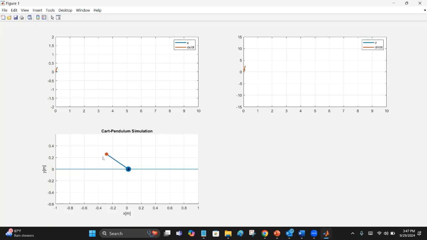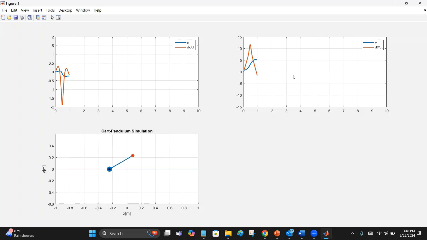Right. So this is the initial position, 40 degrees. Now it is swinging anti-clockwise. Can you see that? It falls below the horizontal line. And as it happens, you can see the top two graphs showing cart position x and cart velocity x dot on the top left. And on the right, you can see theta, the pole angle, and the angular velocity of the pole, right?